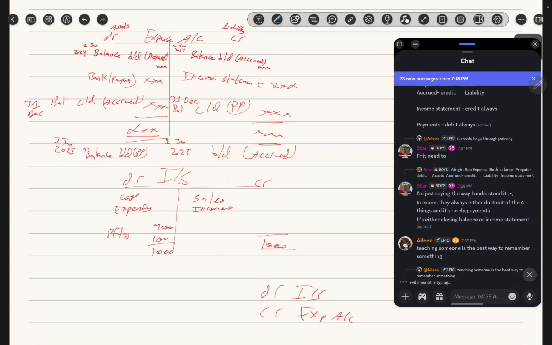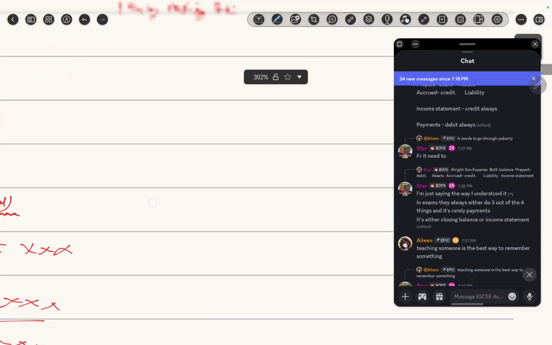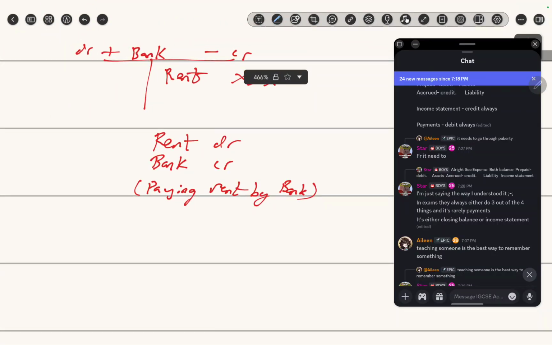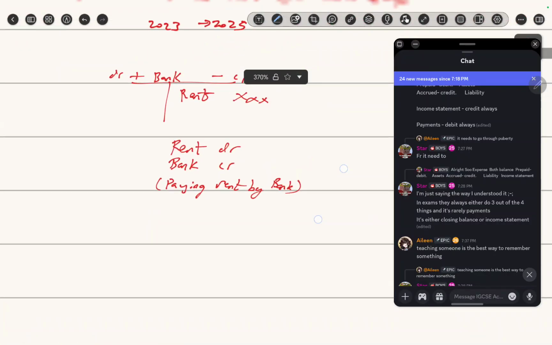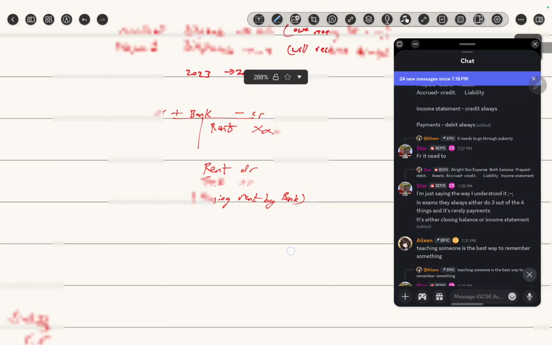All right, payments always debit. Yes, payments come on the debit side of the expense account. Why is that? We already discussed because of your bank account. If you're crediting your bank, you have to debit your rent account because you don't have an entry. If credit the giver, debit the receiver. Bank is giving the money to rent account. Rent account is receiving the money from bank. Okay.